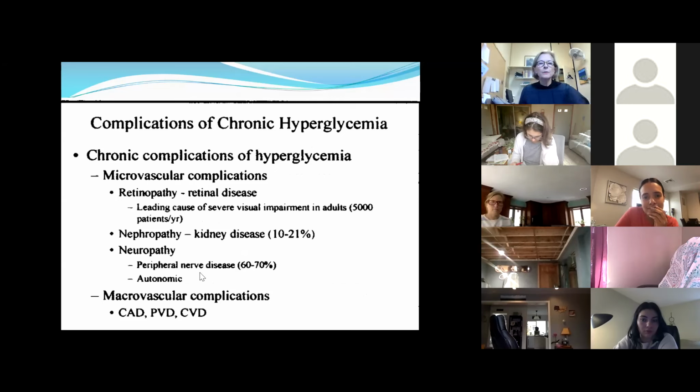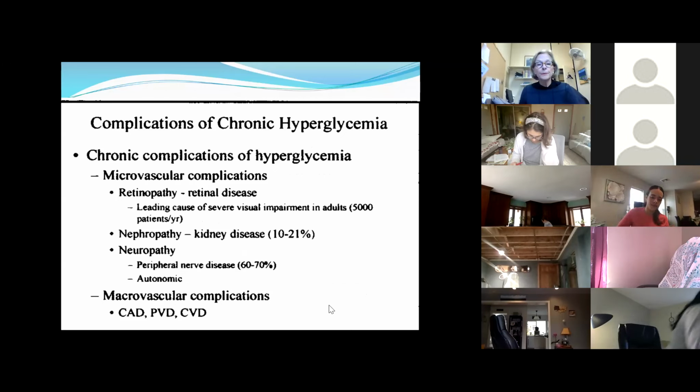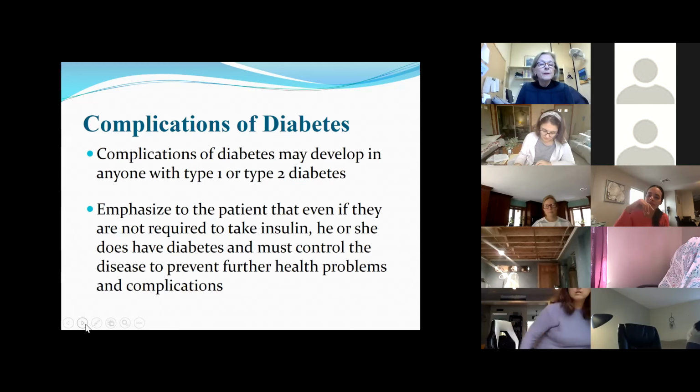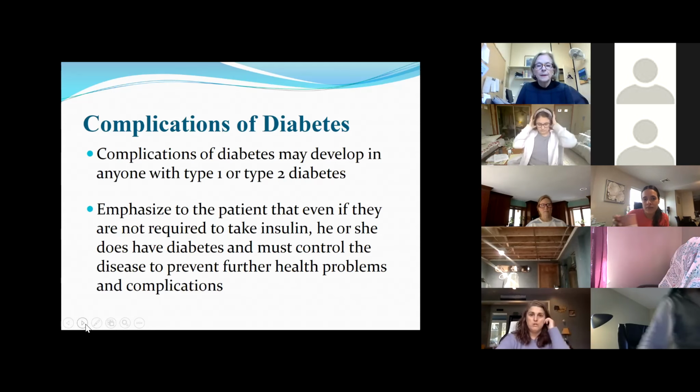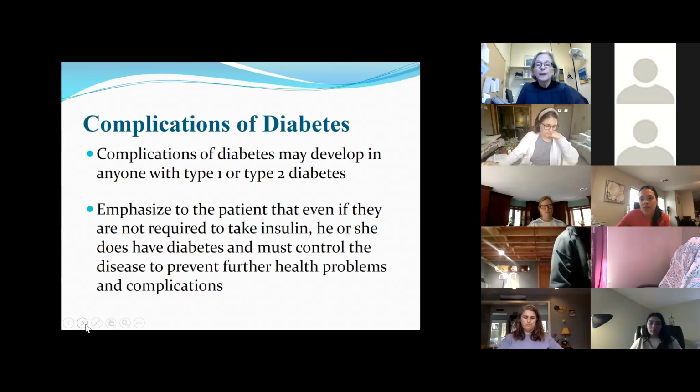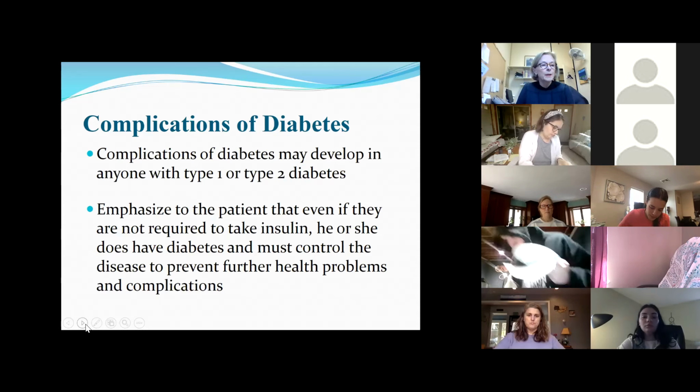Okay, so there were the complications of chronic hyperglycemia, or the long-term complications that develop with diabetes. Complications of diabetes may develop in anyone with type 1 or type 2 diabetes. And I want you to emphasize to patients that even if they are not required to take insulin, he or she does have diabetes and must control the disease to prevent further health problems and complications.